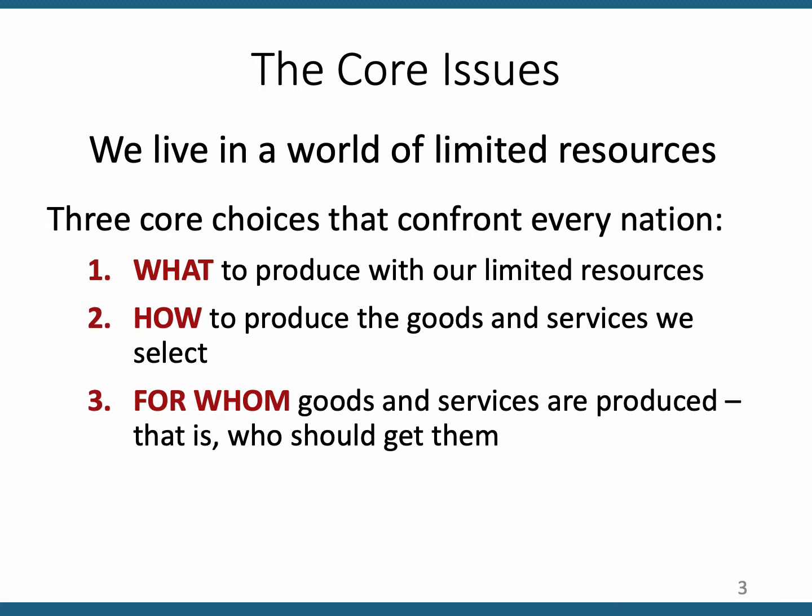So what gets produced? What kinds of goods and services? How do they get produced? What do producers think about as they're producing? The ways in which they produce them. And then who gets the goods and services once they're produced? These are the three questions that we'll be addressing in this chapter.